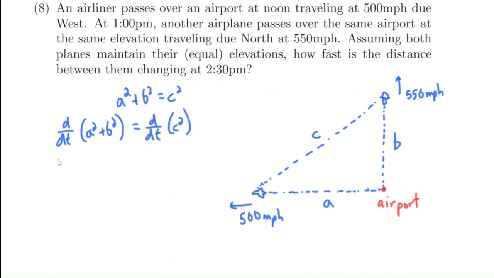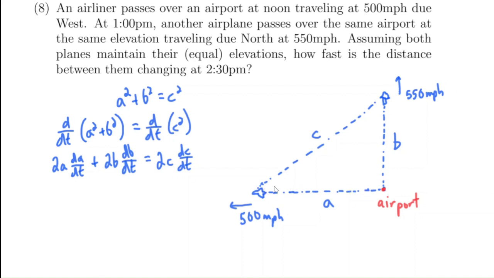So let's take the derivative. We get 2A dA/dt plus 2B dB/dt equals 2C times dC/dt. By the way, we can divide everything by 2, so all these 2's cancel out, but I'll just leave them in there. Now notice we have really six things: A, dA/dt, B, dB/dt, and C, dC/dt. Now we're going to plug in some things. So we have to figure out what A, B, and C are.